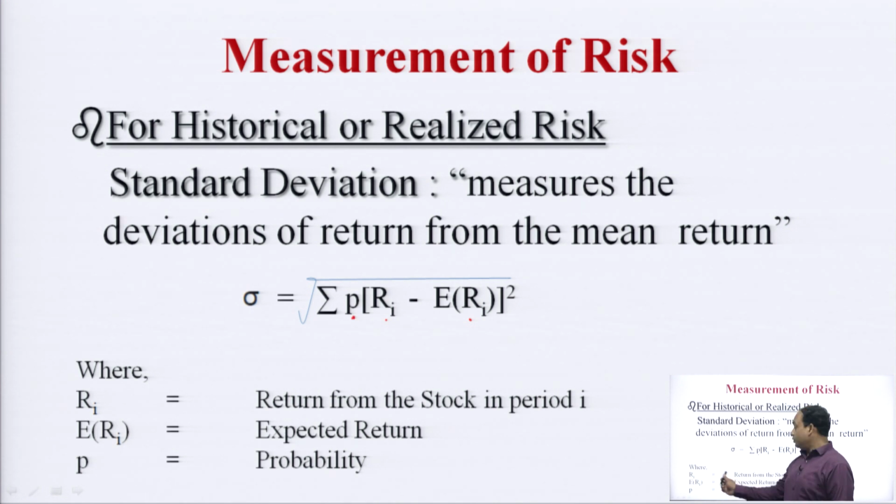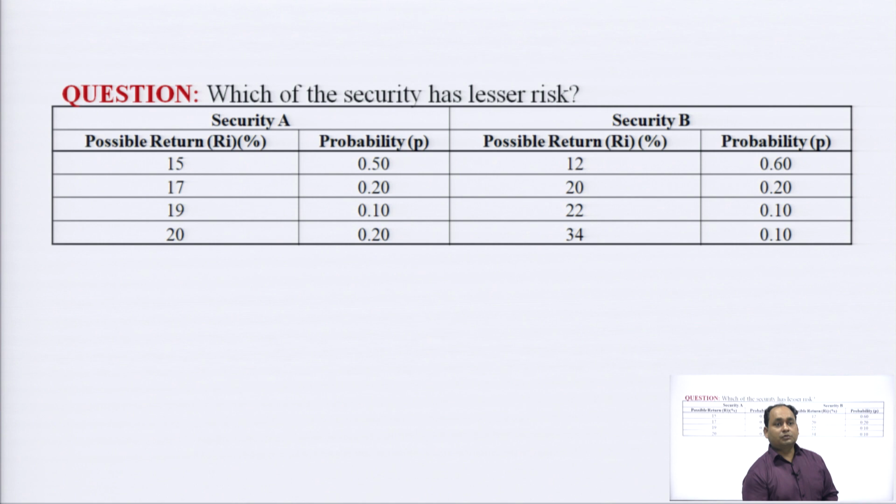Here R_i denotes the return from the stock in period i, ER_i denotes the expected return and P denotes the probability. We will take a numerical problem on how to measure the risk between securities and minimize it with the help of standard deviation. Which security has lesser risk? Security A and security B. Security A has return profiles of 15, 17, 19 and 20%, with respective probabilities of 0.5, 0.2, 0.1, 0.2.